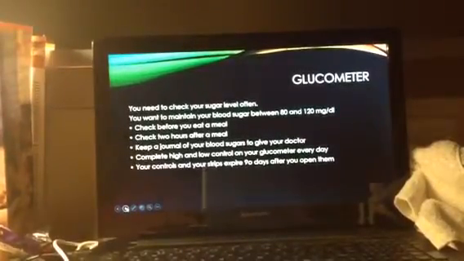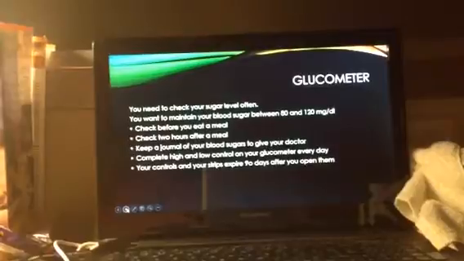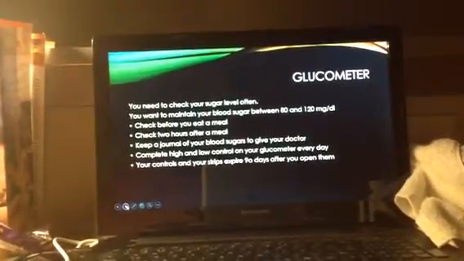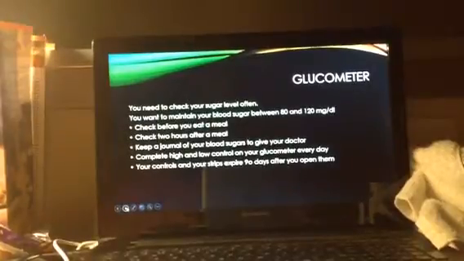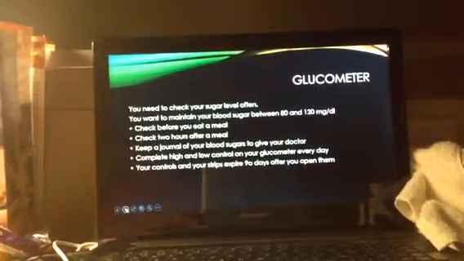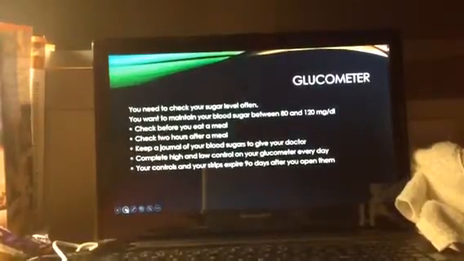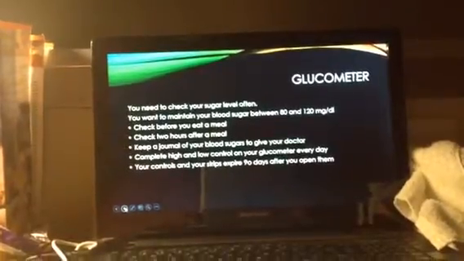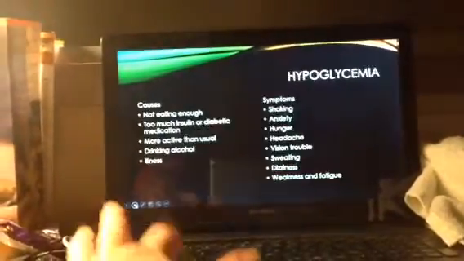Complete your high and low controls on your glucometer every day. It is important to get accurate readings. Your controls and your strips expire 90 days after you open them. You need to follow your control instructions step by step to get your accurate reading of your fingerstick blood sugar.